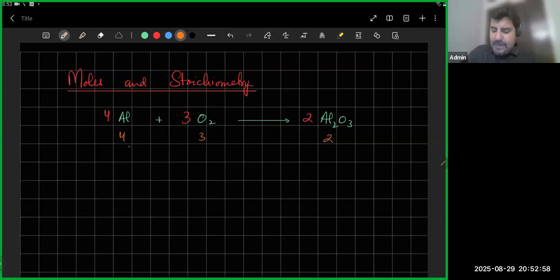So if I double it, if I have 8 aluminiums, then what will happen on the other side? According to the ratio, 6 oxygens are required and it's going to produce 4 aluminium oxide. The ratio would remain exactly the same.